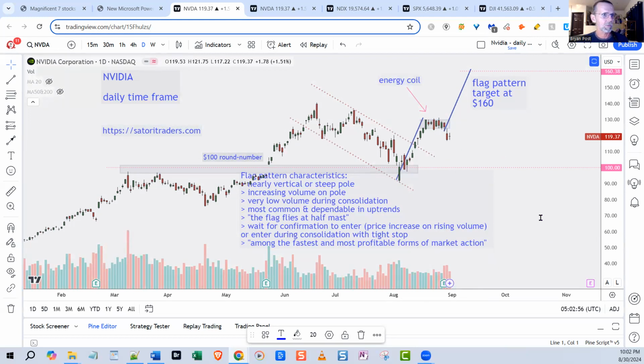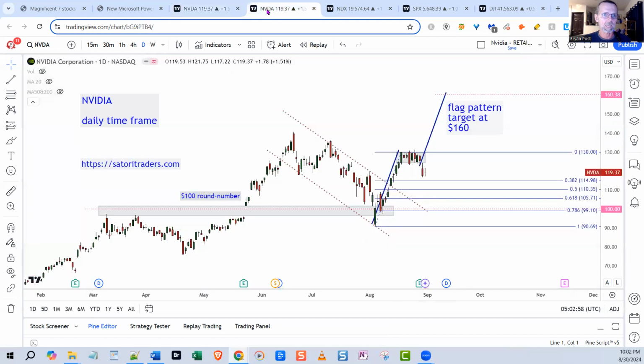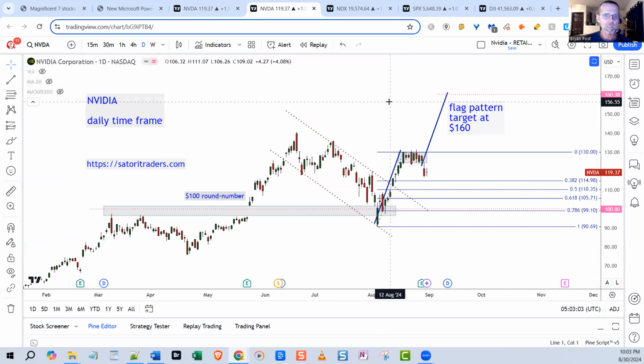Let's see, I'm not sure what I did to this chart, but let's keep rolling. This is the same chart again. What's different here? Well, there's two things different here.